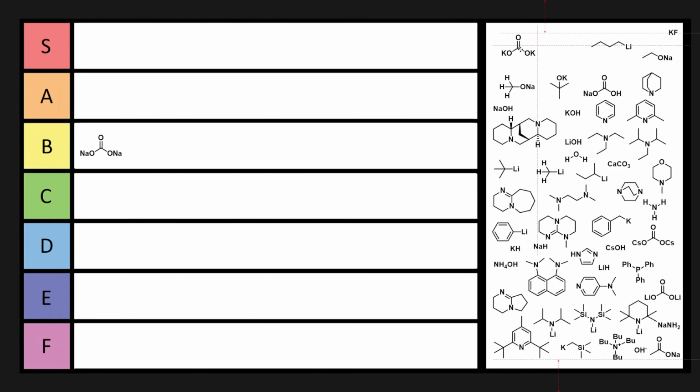Now with potassium carbonate, it's got to be at least A tier because it's got added utility in that it's proven itself. There's so much literature using potassium carbonate as a base for alkylation reactions. It's definitely proven itself. Let's pick an obscure one. Maybe let's look at potassium fluoride.